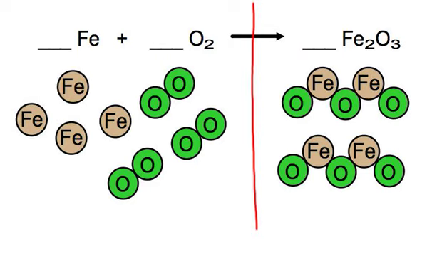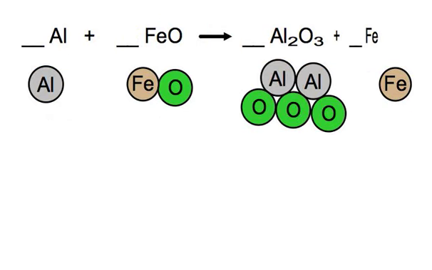How many irons do I have? I've got 1, 2, 3, 4 different ones, so 4. How many O2s? I've got 1, 2, 3 O2s. How many Fe2O3s? I got 1, 2. So that is a balance for this one. All right, one more equation like this. Actually, I'm going to skip this one and go to this.